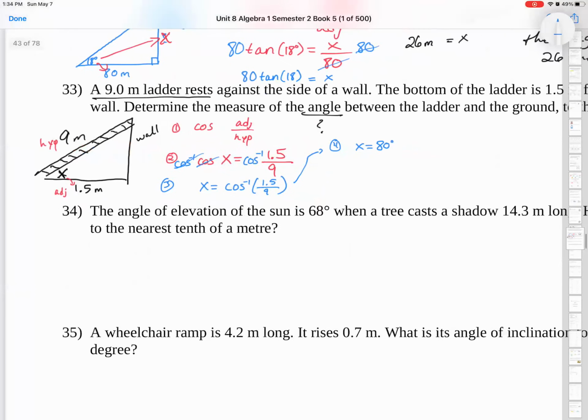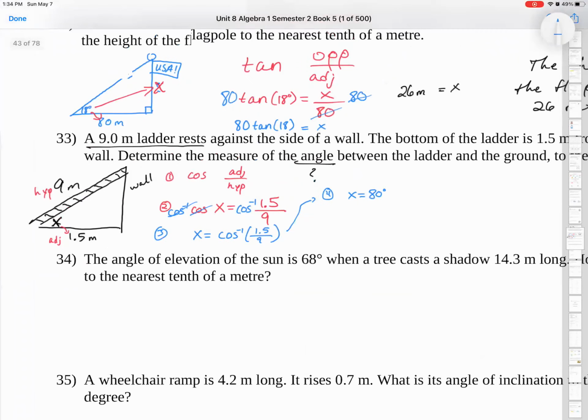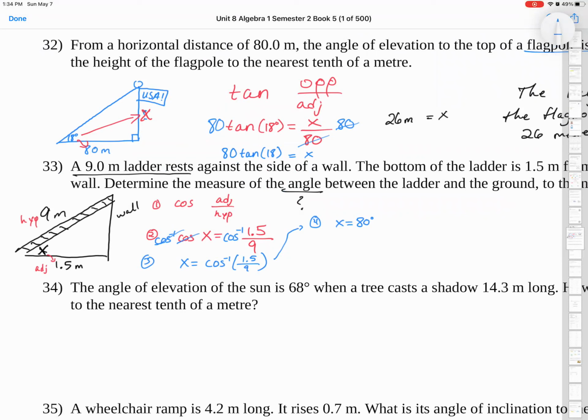So really, guys, as you are seeing, it's pretty much just here's a word question and then put the numbers really where they belong. Okay.